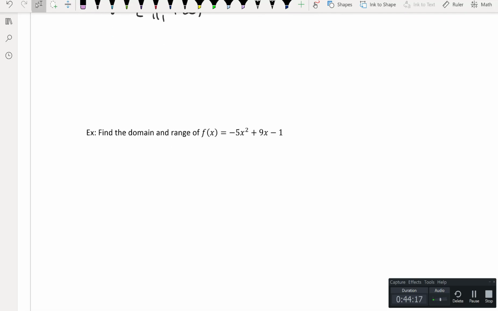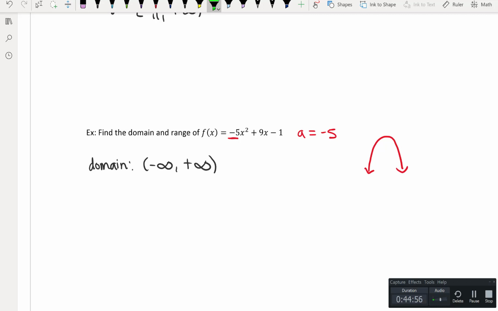Let's look at the second example. Here I can definitely see that my a value is negative. So a is equal to -5. That tells me that I'm going to have a sad parabola. Because it's in this general form, I know that my domain is going to be from negative infinity to positive infinity. Okay?